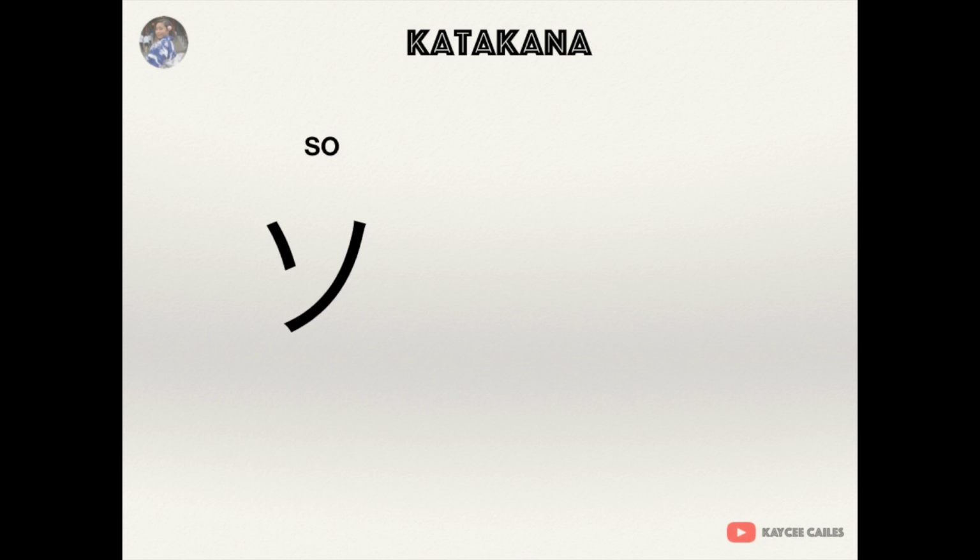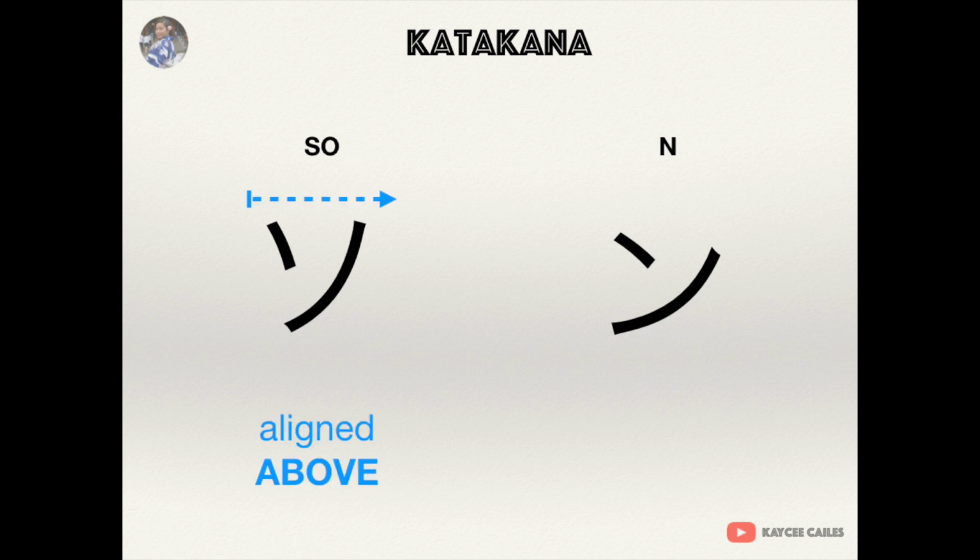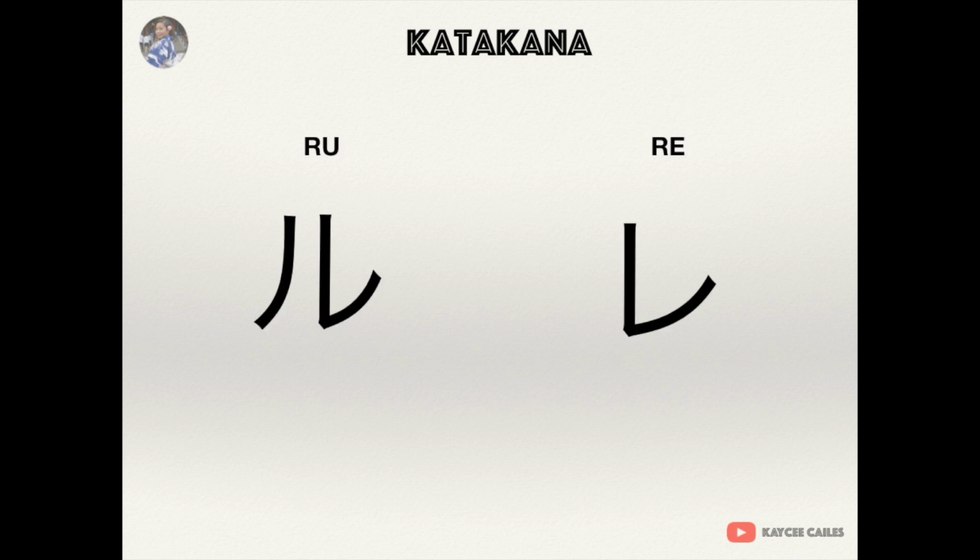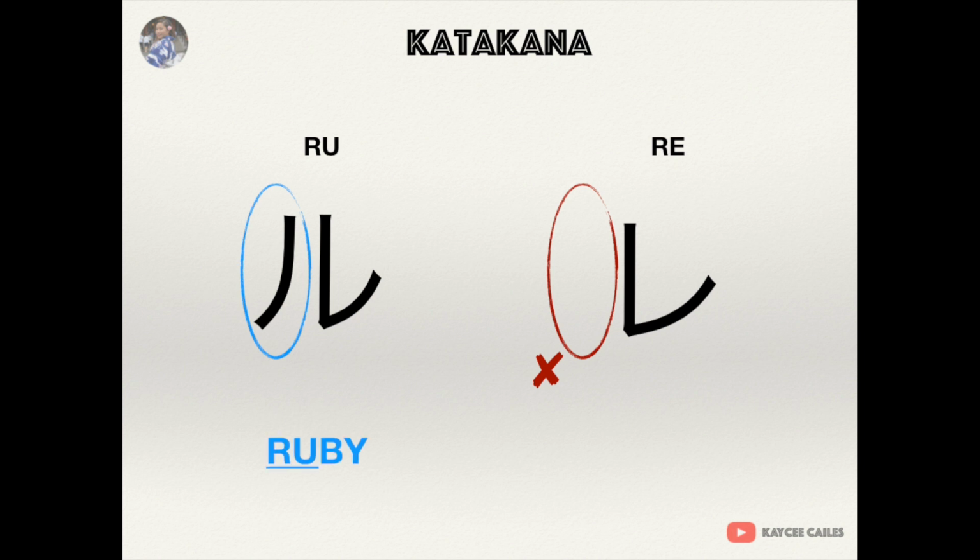And then we have so and n. The strokes of so is aligned above and looks like a soft serve ice cream, remember? While the strokes of n should be aligned on the left. Next, we have ru and re. As you can see, this portion on ru was omitted in re. And if you remember our mnemonics, ru is our ruby and re is our ribbon.